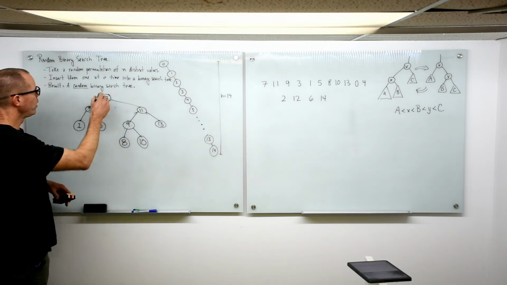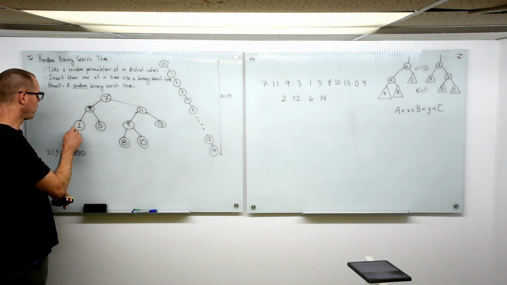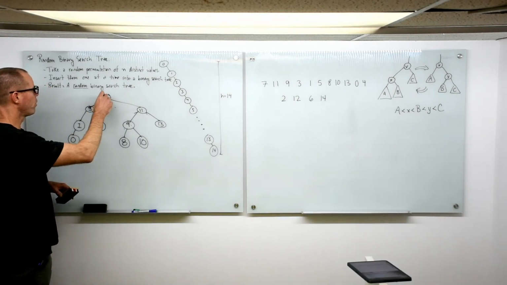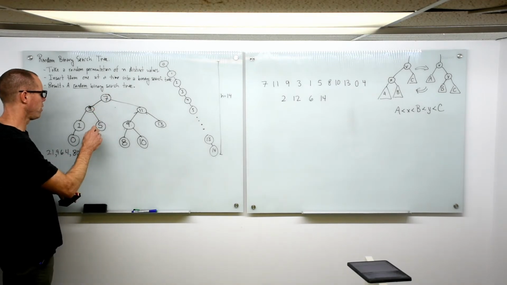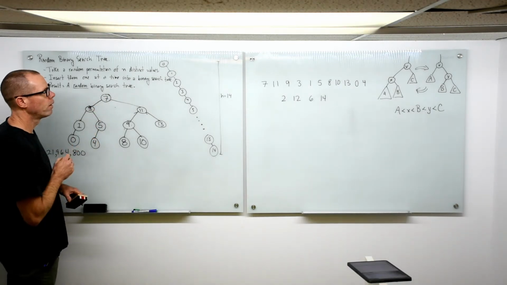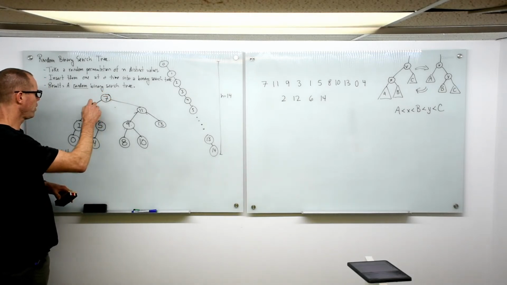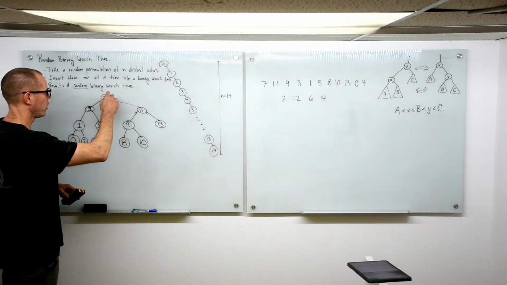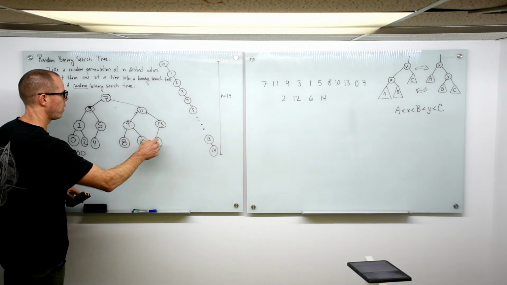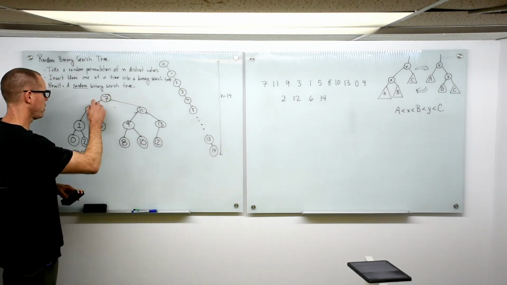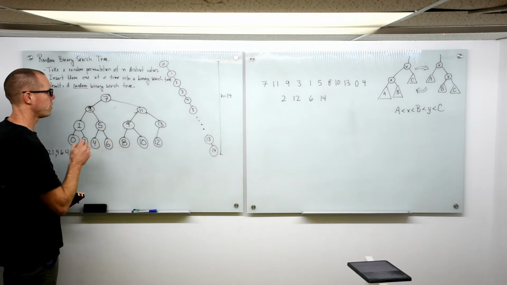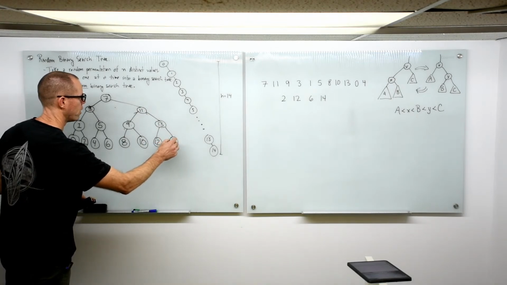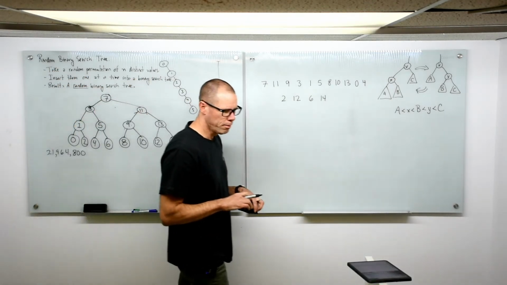Next up is 0. 0 is smaller than 7, smaller than 3, smaller than 1, so it goes there. Next up is 4. 4 is smaller than 7, but larger than 3, but smaller than 5, so it goes there. Next comes 2. That goes here. Next comes 12. That goes here. Then 6 goes there. And finally, 14 is the last one. It goes there.